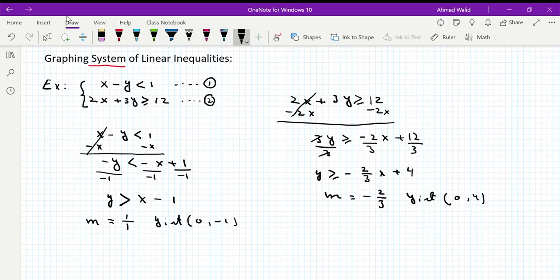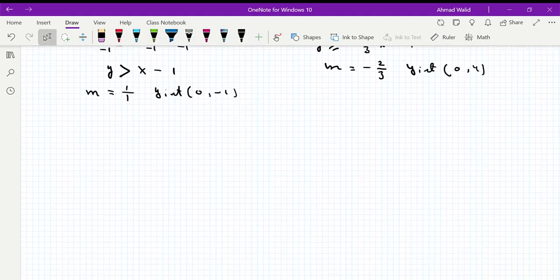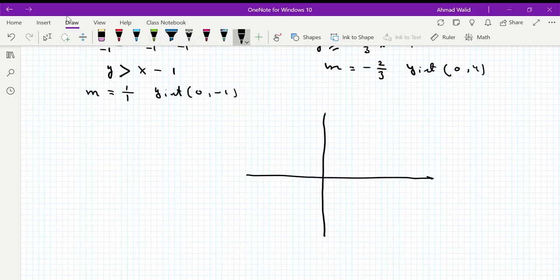Now take your time and graph both of them. Start with number 1. This is x. This is y. I want to graph my first inequality. The y-intercept is (0, negative 1), for example here. This is negative 1. Slope 1 up, 1 right. 1 up, 1 right. Now, I have greater, I'll draw a solid line.